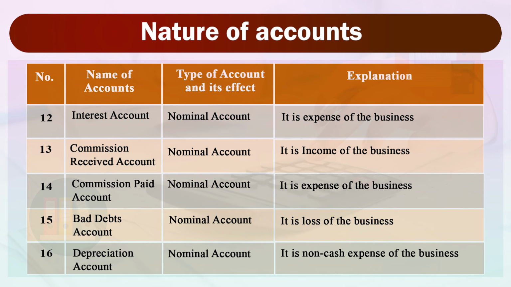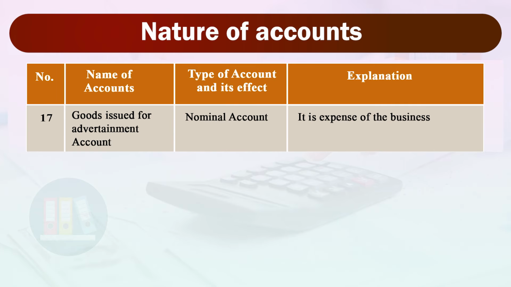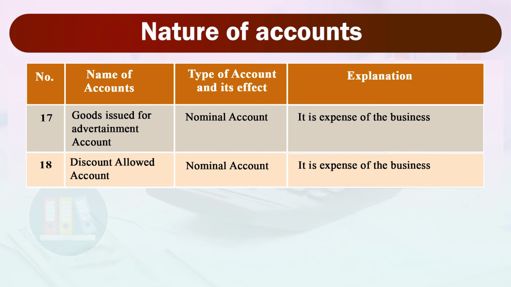Depreciation is considered as the non-cash expense of the business. So, whenever there is an expense, it will be treated as a nominal account. Next is goods issued for advertisement account. So, again whenever we are incurring any expense, it will be treated as a nominal account. Next is discount allowed account. Again it will be the expense of the business. So, it is nominal account.